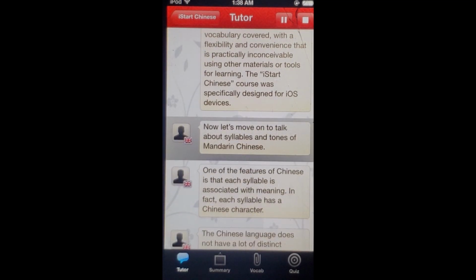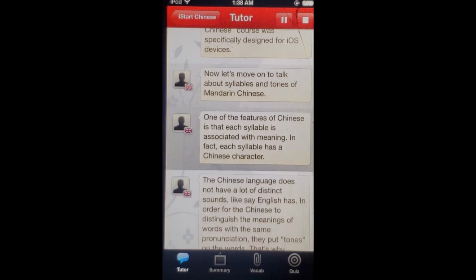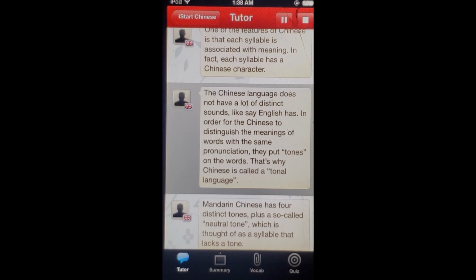Now let's move on to talk about syllables and tones of Mandarin Chinese. One of the features of Chinese is that each syllable is associated with meaning. In fact, each syllable has a Chinese character. The Chinese language does not have a lot of distinct sounds, like, say, English has. In order for the Chinese to distinguish the meanings of words with the same pronunciation, they put tones on the words. That's why Chinese is called a tonal language.